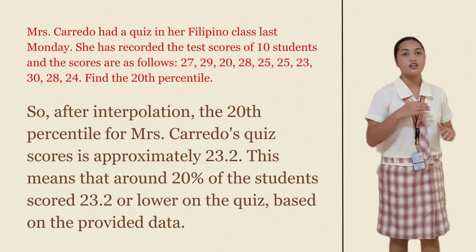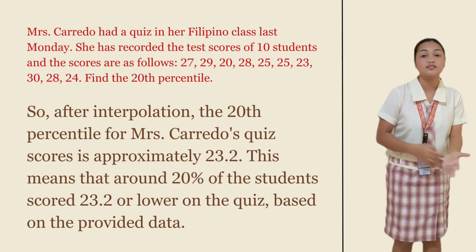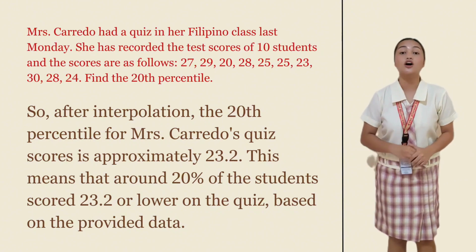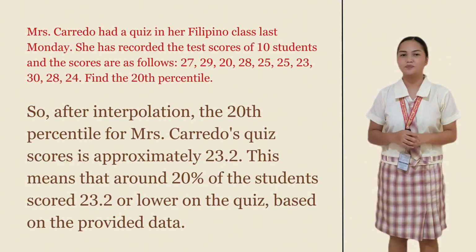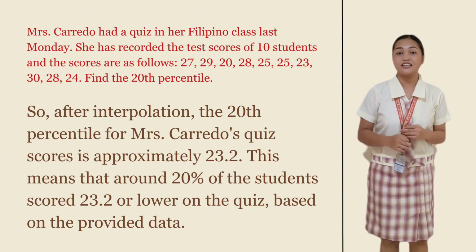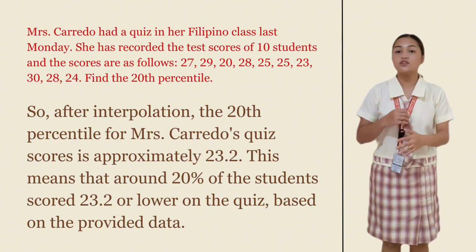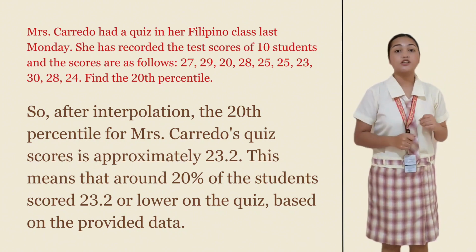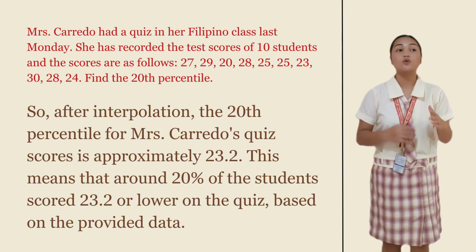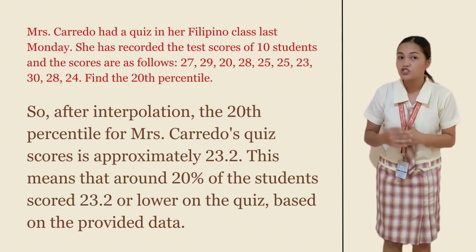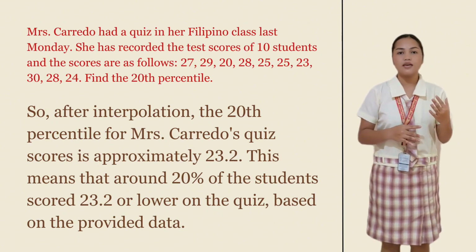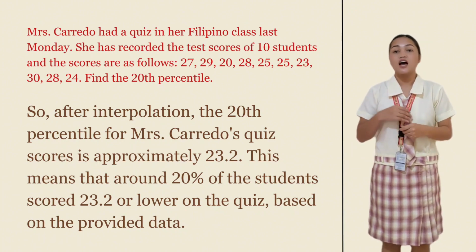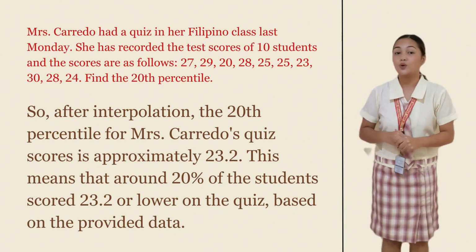This means that around 20% of the students scored 23.2 or lower on the quiz based on the provided data. As teachers, this information tells us that among students who took Mrs. Carrido's quiz, approximately 20% of students scored at or below 23.2, which suggests that there may be a subgroup of students who are not performing as well as others on this particular quiz.